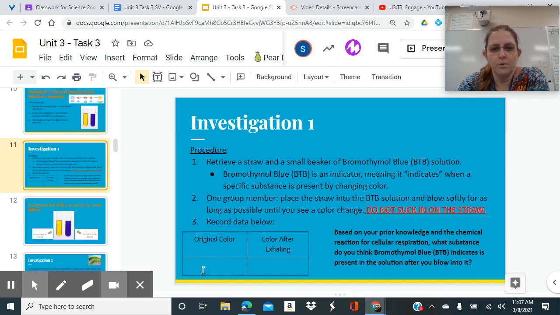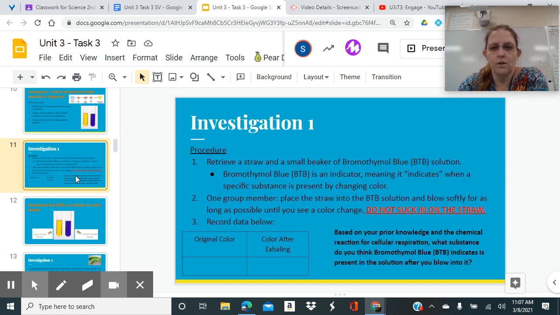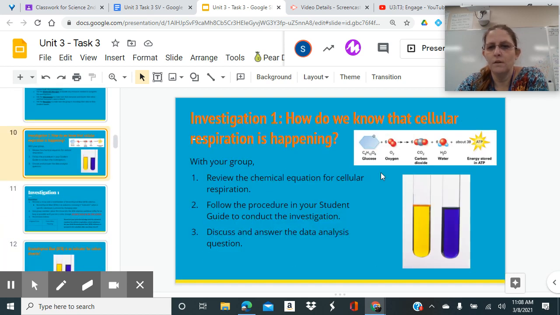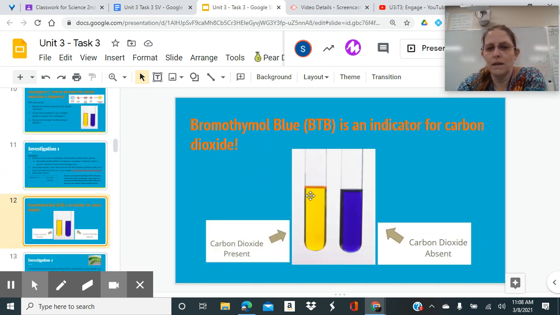So the original color is blue. The color after exhaling probably is going to be yellowish green. So if you said that yellow or green means carbon dioxide, you are correct. Because if you look at our chemical equation here, glucose and oxygen, and then we are blowing out carbon dioxide and water. The carbon dioxide is what that color means, that there is carbon dioxide in that water.